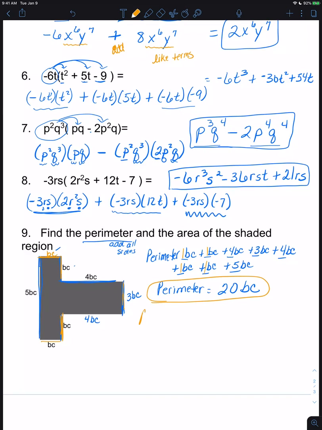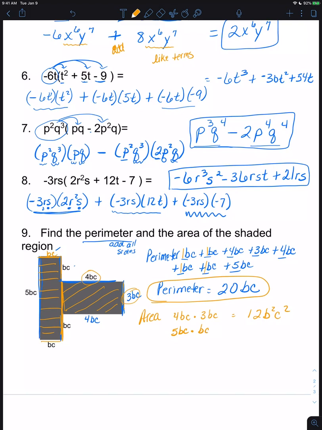So now area. Okay, we know we can find the area of a rectangle. So what if we find the area of each rectangle? What's the area of this rectangle? Well, we multiply length times width. So 4 BC times 3 BC would leave us with 12B squared C squared.